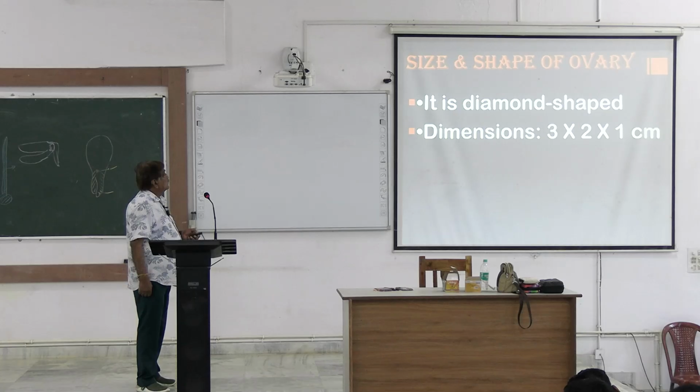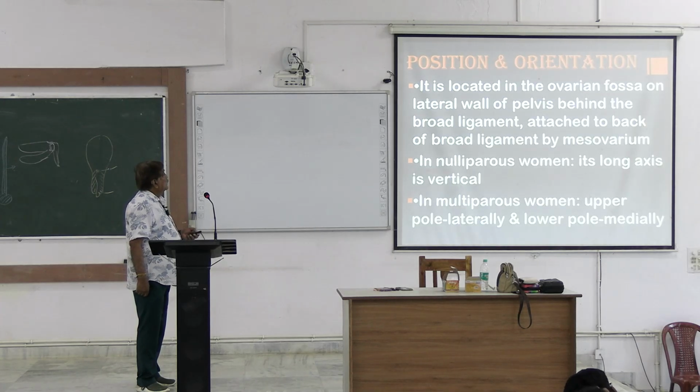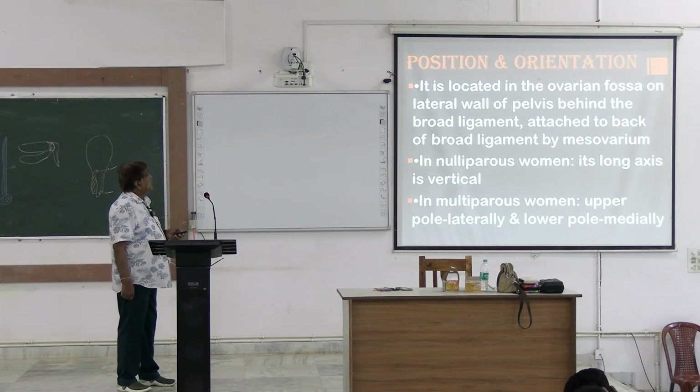Now, size and shape of the ovary: diamond shape, dimensions 3 into 2 into 1 centimeters. Now, it's located in the ovarian fossa, on the lateral wall of the pelvis behind the broad ligament, attached to the back of the broad ligament by the meso-ovarium. In nulliparous women, its long axis is vertical. In multiparous women, upper pole laterally and lower pole medially.